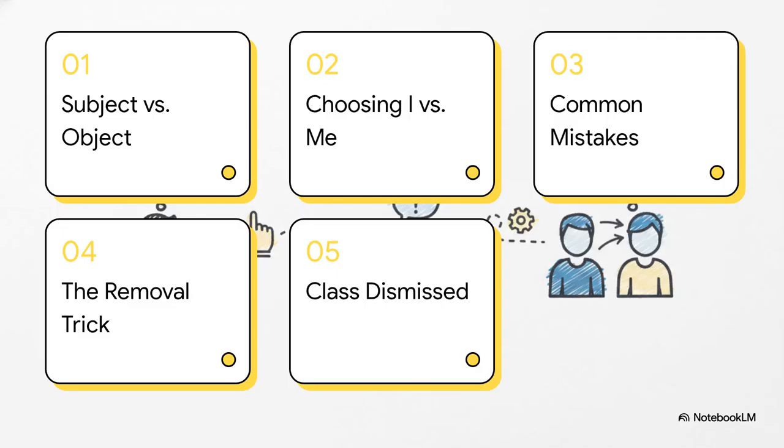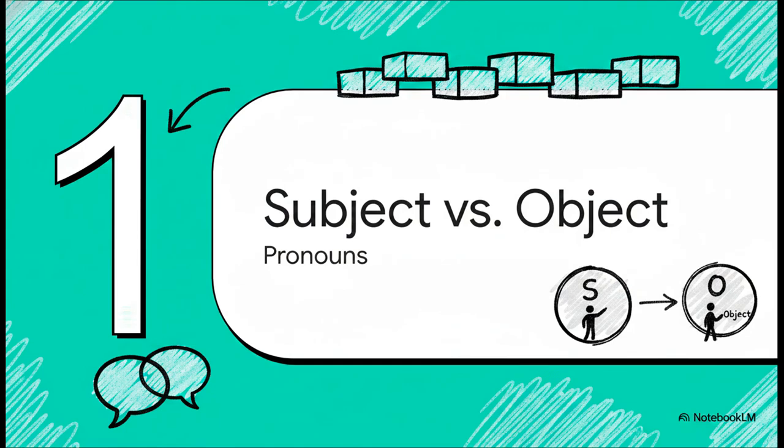Here is our lesson plan for today. We'll start with subject versus object pronouns, look at how to choose between I and me, fix some common student mistakes, learn a brilliant little removal trick, and then wrap up with some final thoughts. All right, starting with step 1, subject versus object pronouns.